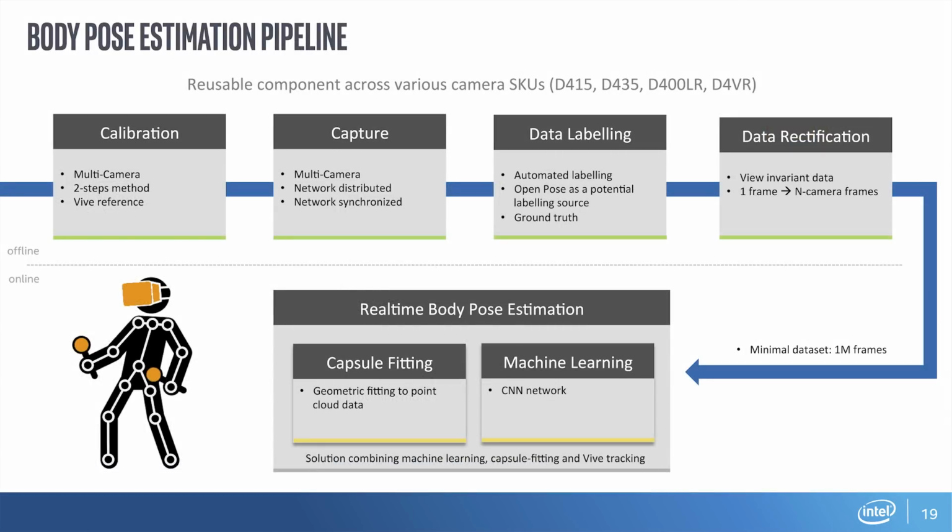So the full pipeline is rather extensive, and we have to look at both the capturing of data as well as the training framework through to our inference and real-time aspects. Across the top, we look at calibration and capture of a multi-view system, the data labeling process, and rectification of that data so that it's suitable for learning from. Real-time estimation is on the bottom, where we do the capsule fitting and machine learning.